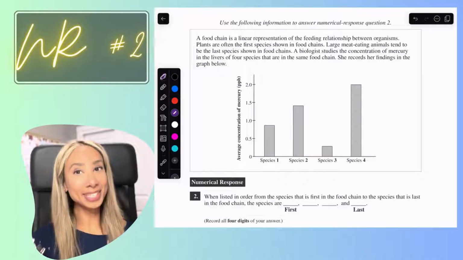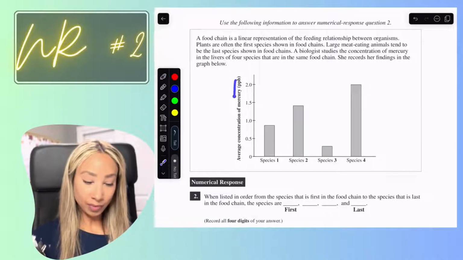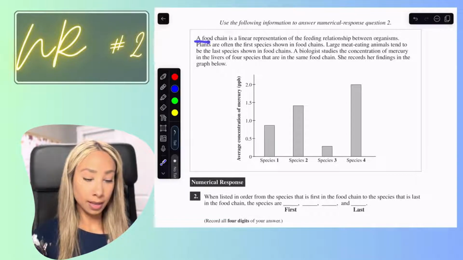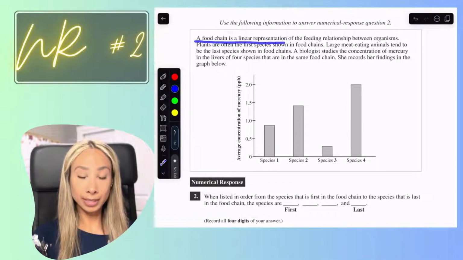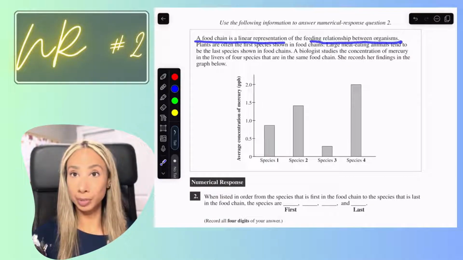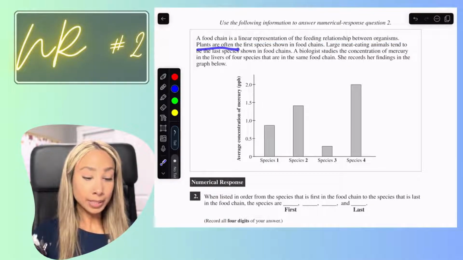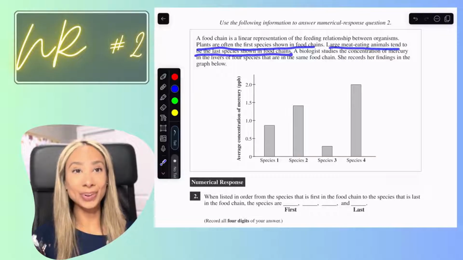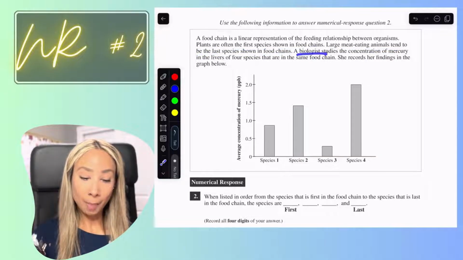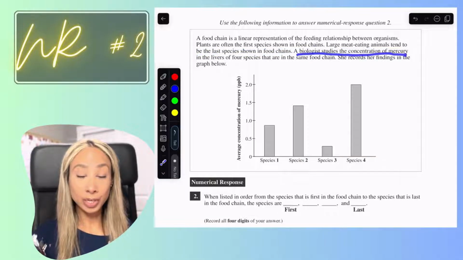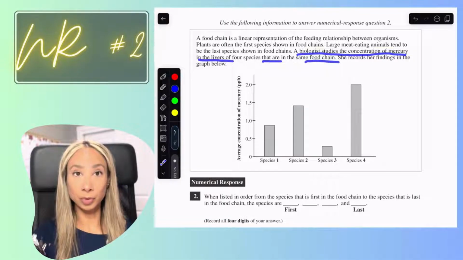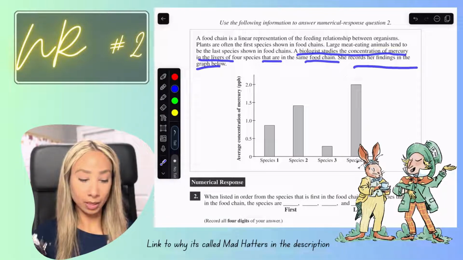Okay, numerical response number 2. So we've got our graph, and let's read the information that's at the top. So it says here, a food chain is a linear representation of the feeding relationship between organisms. Plants are often the first species shown in the food chain. Large meat-eating animals tend to be the last species shown in the food chain. A biologist studies the concentration of mercury in the liver of 4 species that are in the same food chain. She records her findings in the graph below.